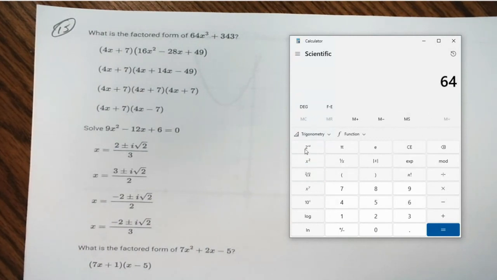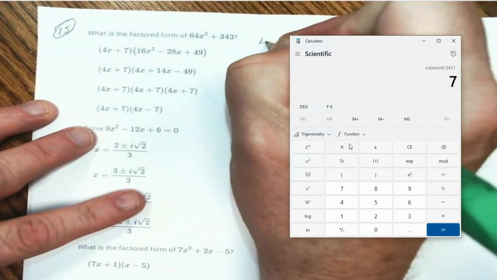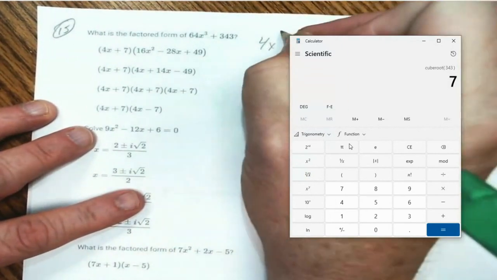64 cube root is 4. See, 4 times 4 times 4. But what about 343? It's like, oh, I seem to remember that was on my chart. Cube root 7. 7 times 7 times 7. Okay, so this is 4x cubed.